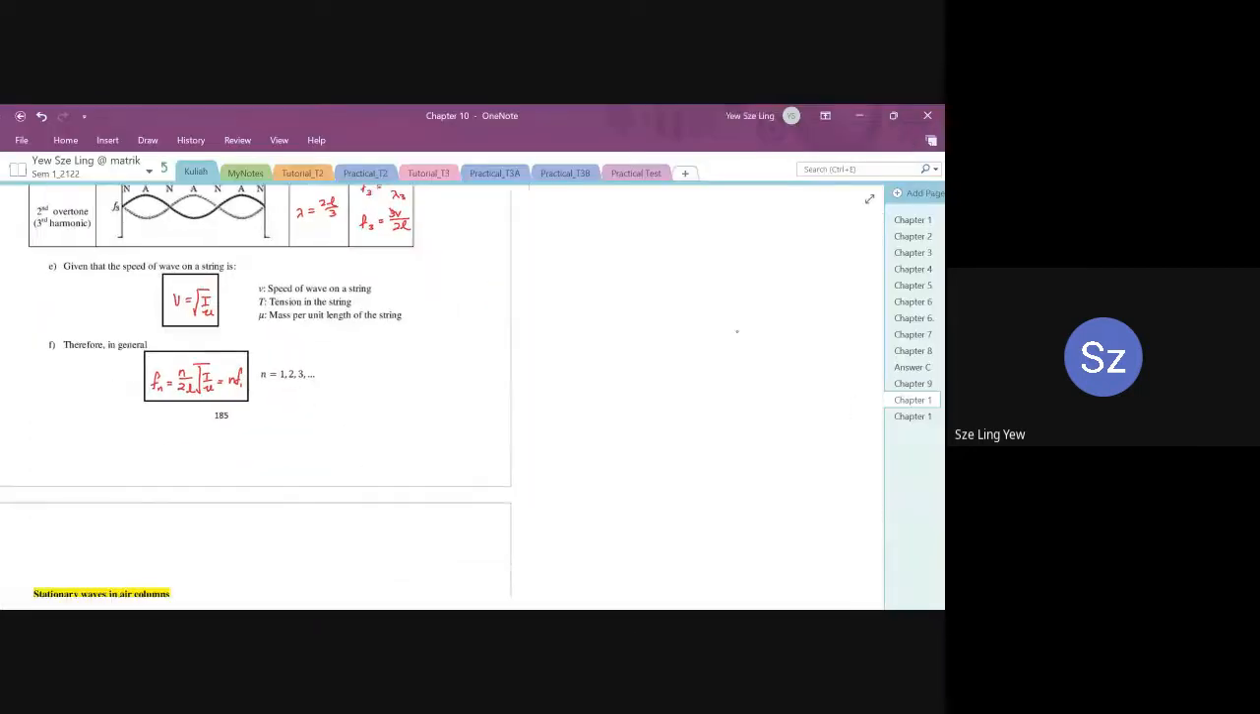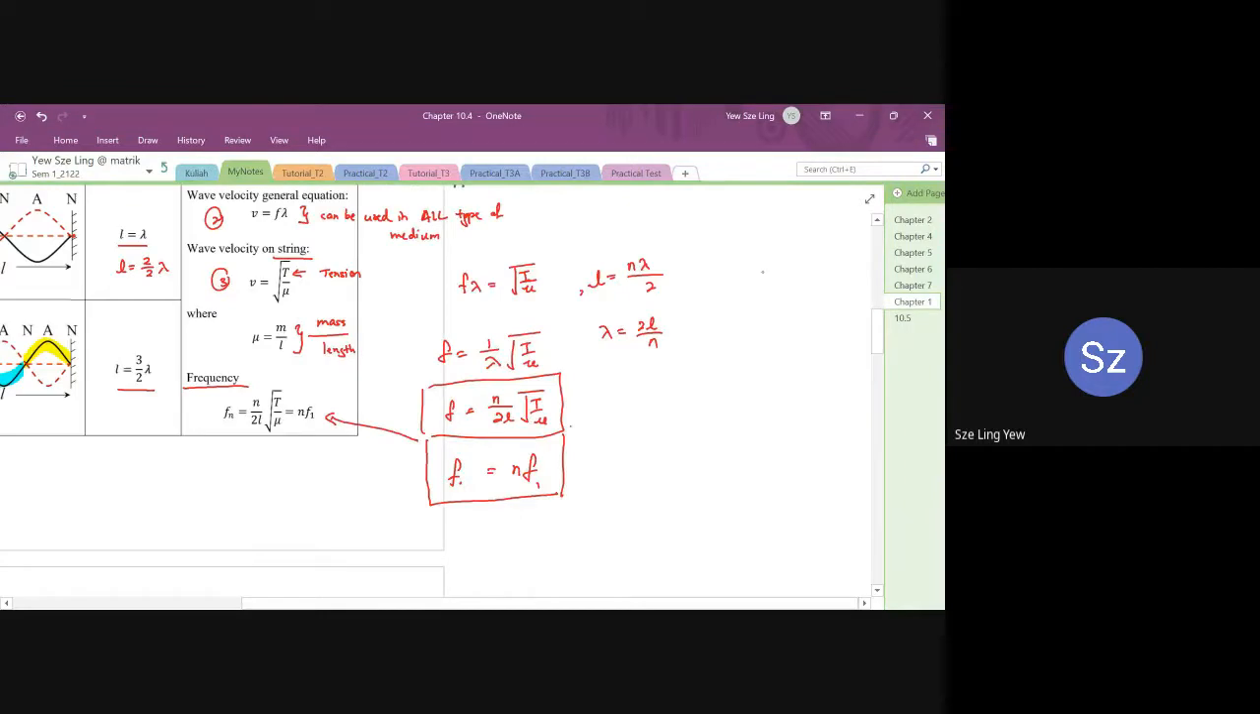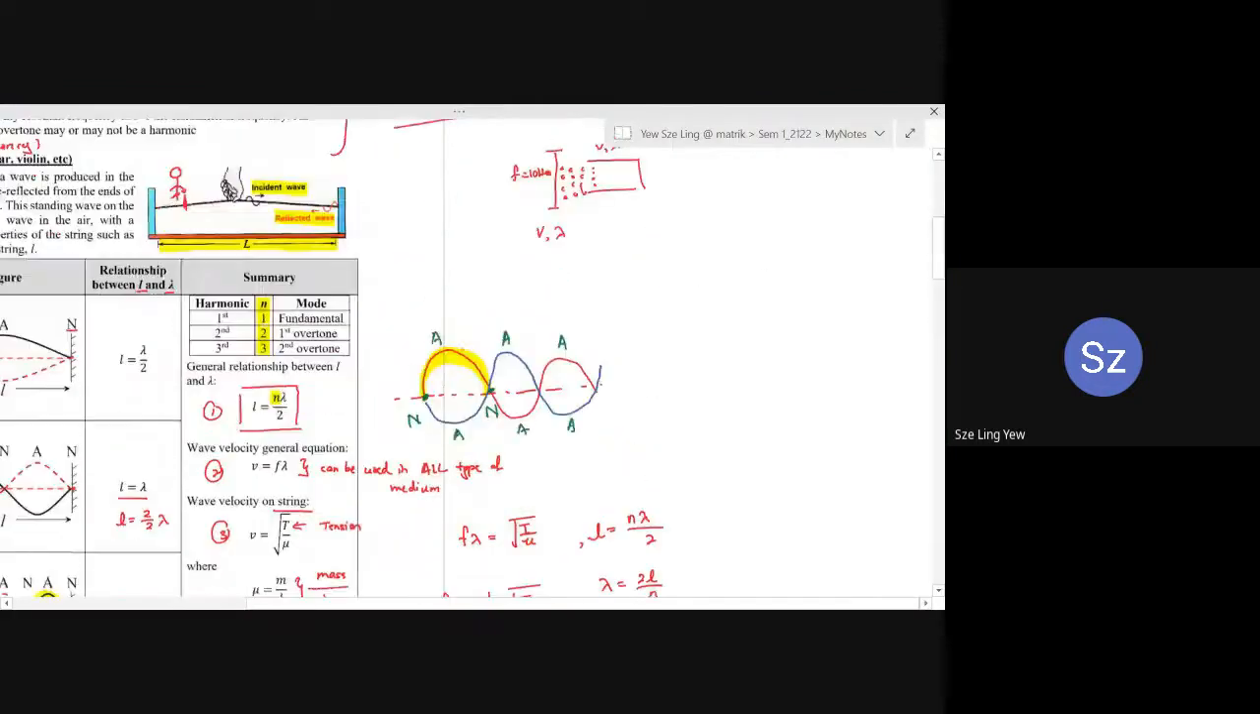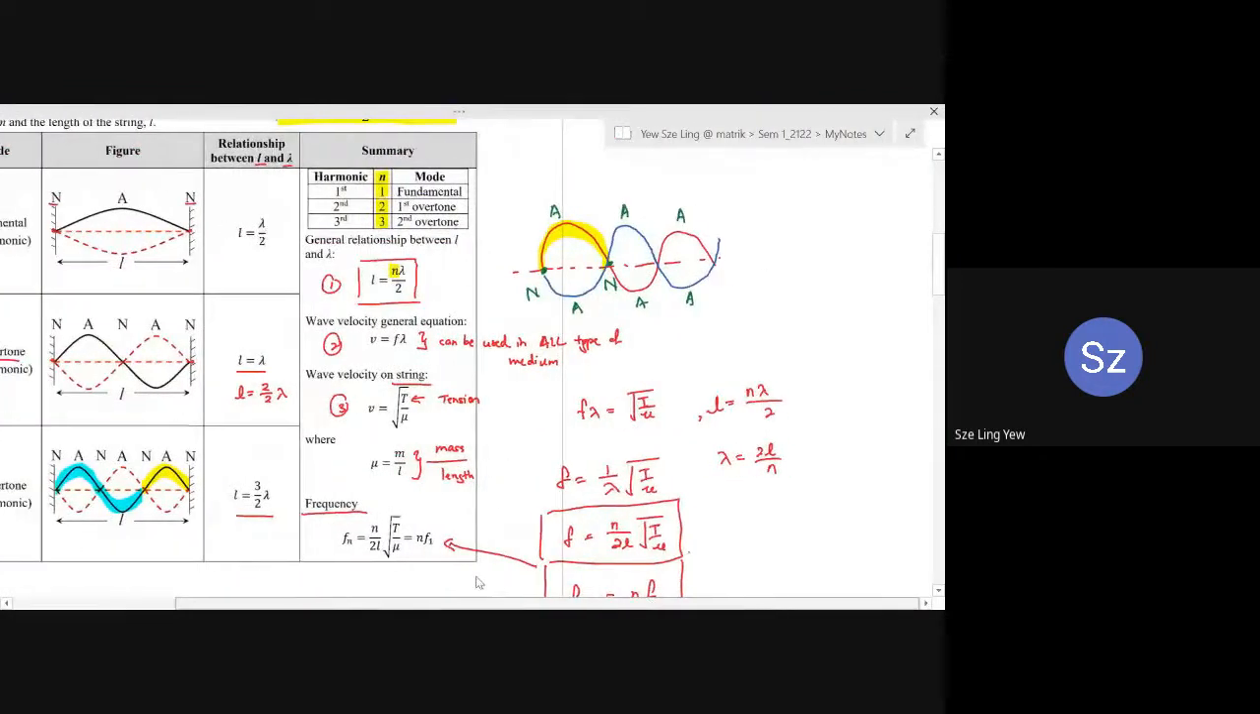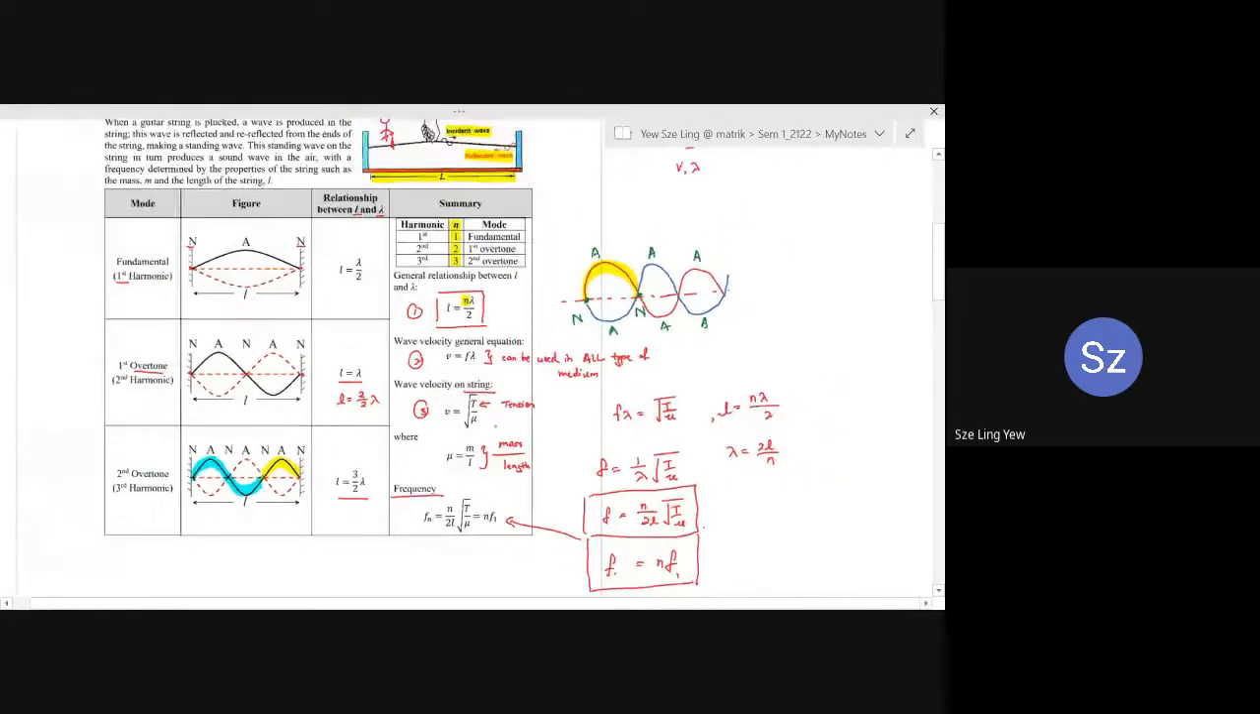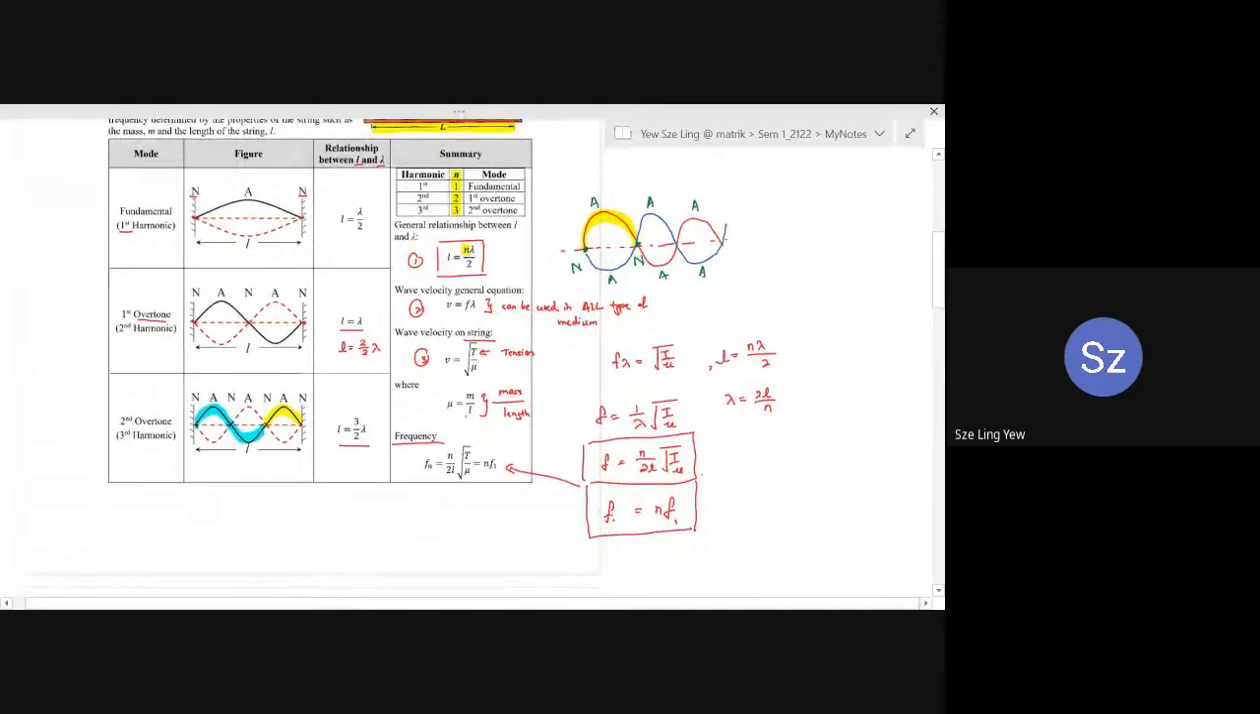I give you some time to write down the additional notes. This is how I derive it, and the relationship between your harmonic and your overtone. So make sure you know how to select n. Once you understand this one, then the next two would be very simple.